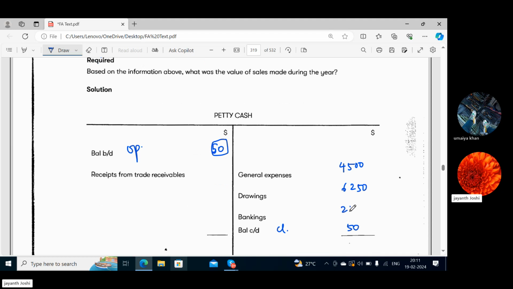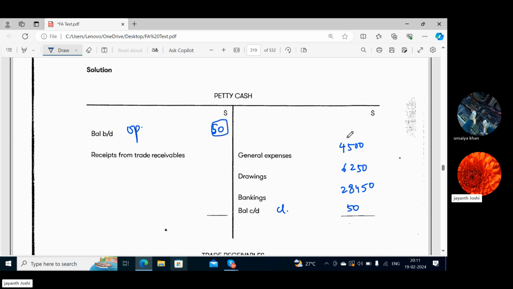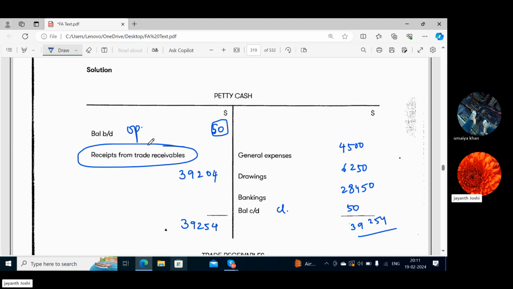So banking is 28454. So this much amount was deposited into bank. That means first of all we have to make a total of credit side. So this total will be 39254. The same amount will be written here, 39254. So 39254 minus 50 is the amount which is received from receivables. That will be 39204. So we got one information, that is receipts from receivables.